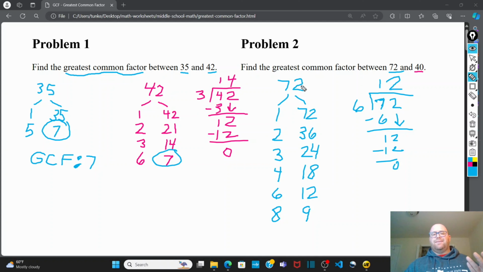So we can go up to 10. It doesn't end in a 0. Let's stop there and find the factors of 40.